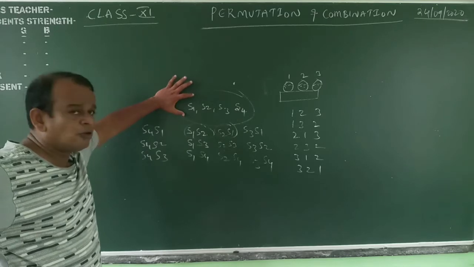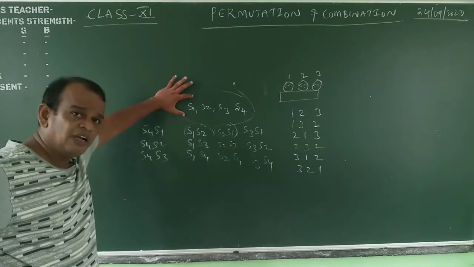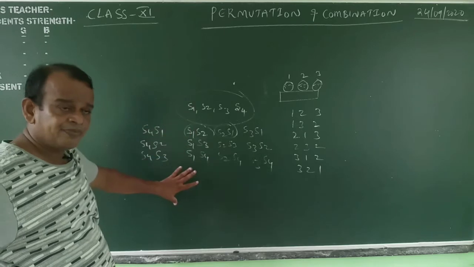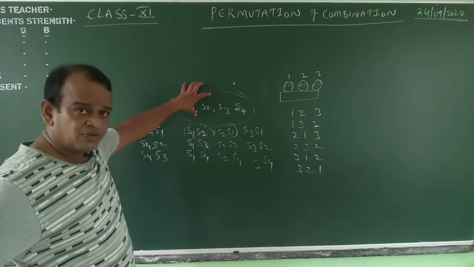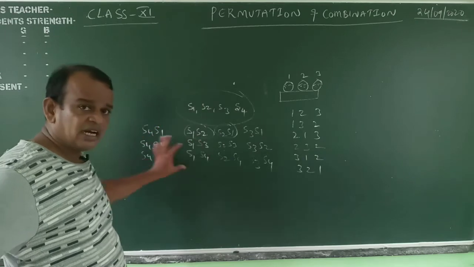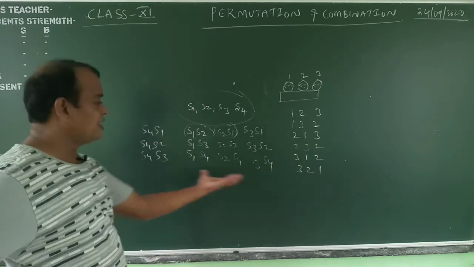How many students are there? 4 students, in which we will take 2 students and arrange them. Out of 4, we will take 2. Total number of students is 4. We will take the 2 students and arrange them. In how many ways? It means 12 ways.